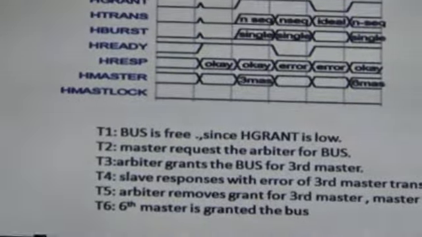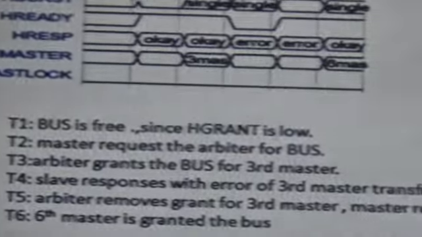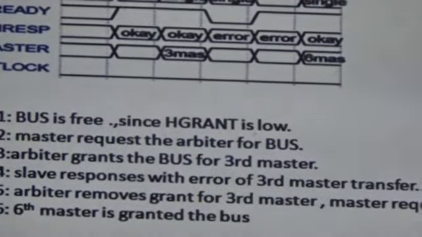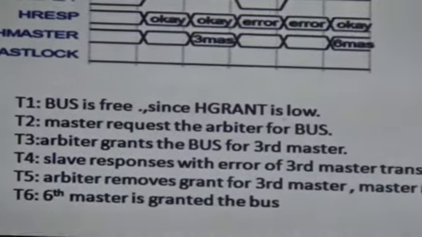It is for T4. Then in T5, the arbiter removes the grant for the third master and the masters request for the bus. Since at T5 it has become idle, it removes the previous transfers and the bus becomes idle. At T6, the 6th master is granted the bus.